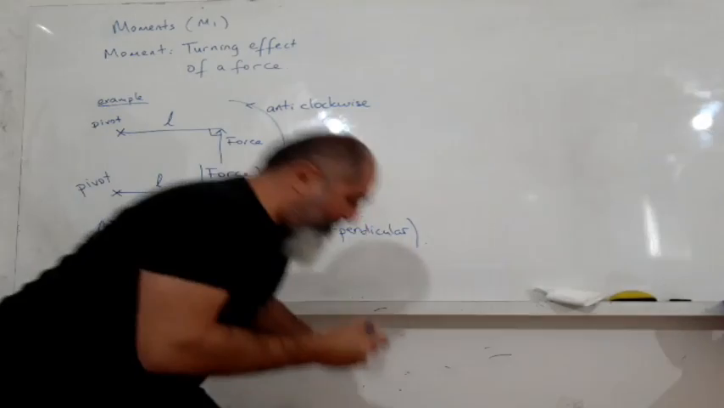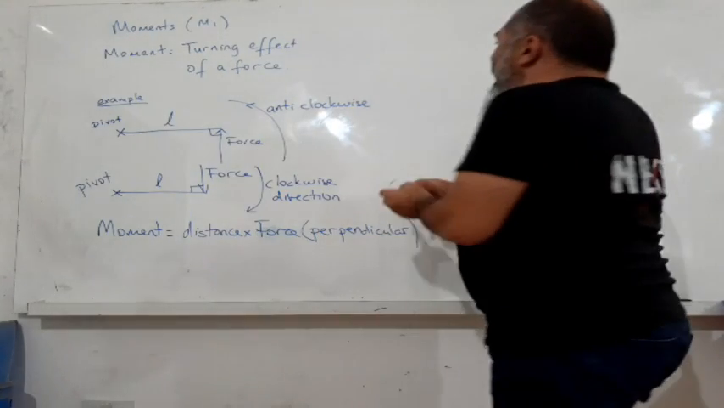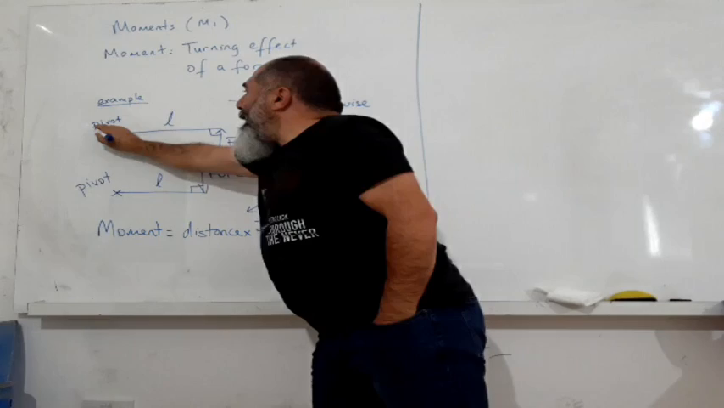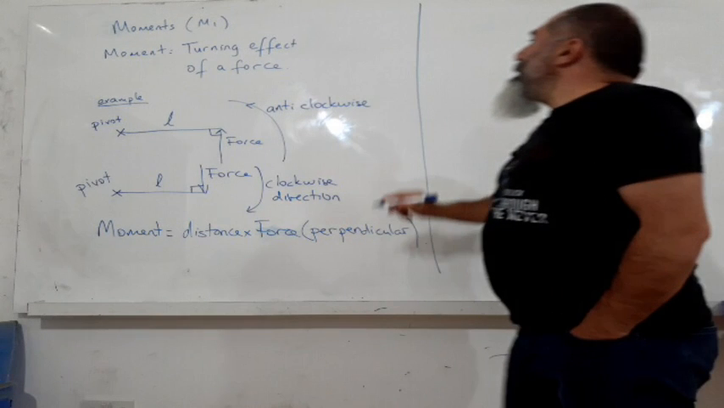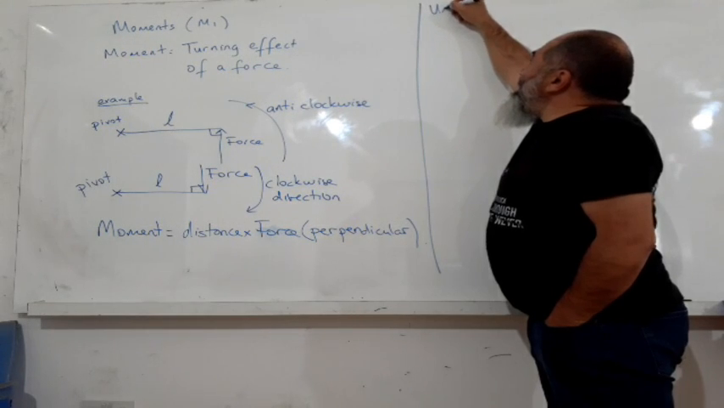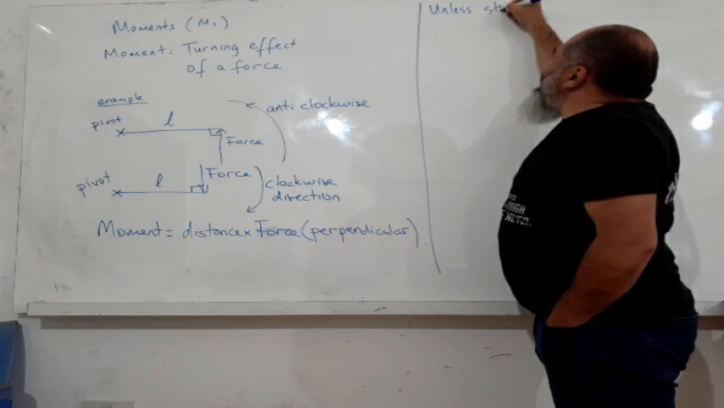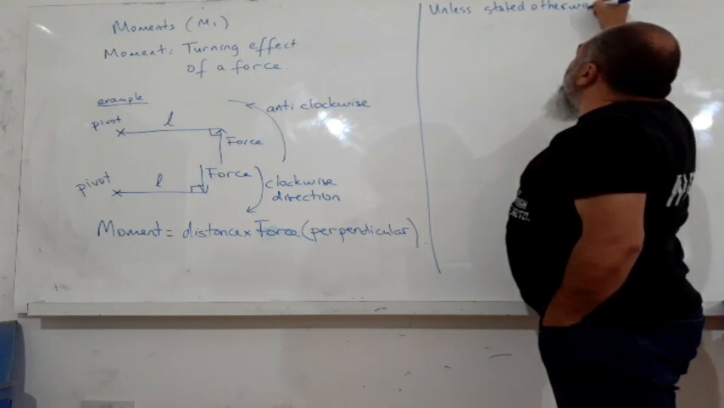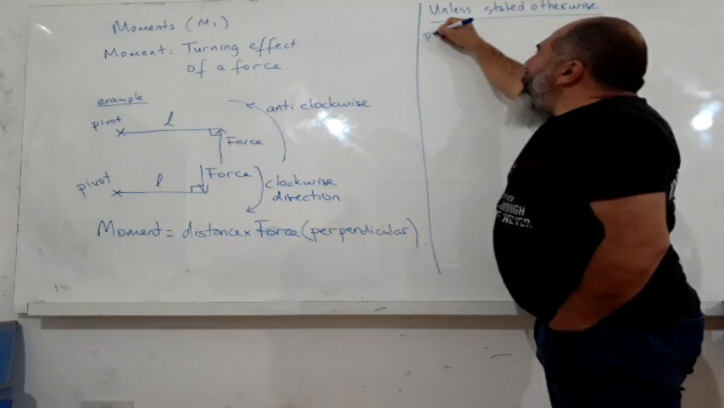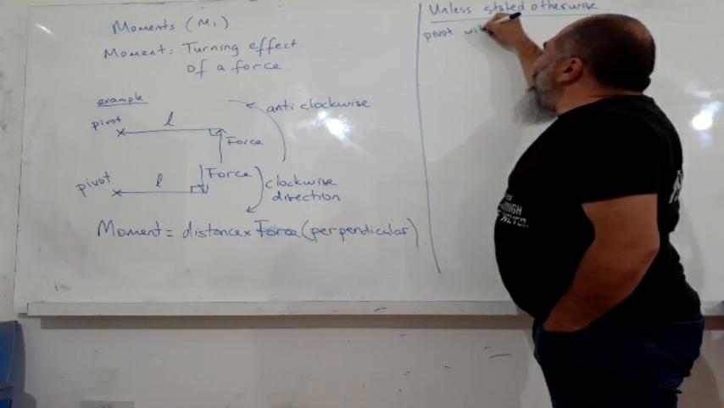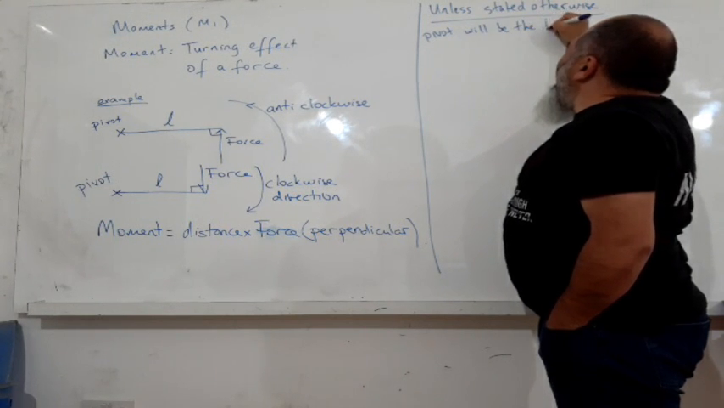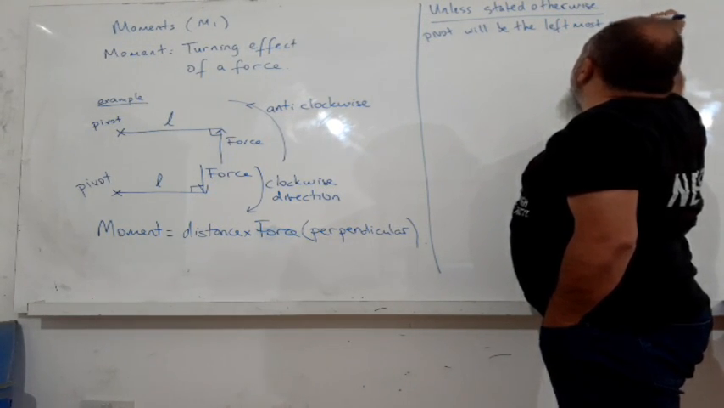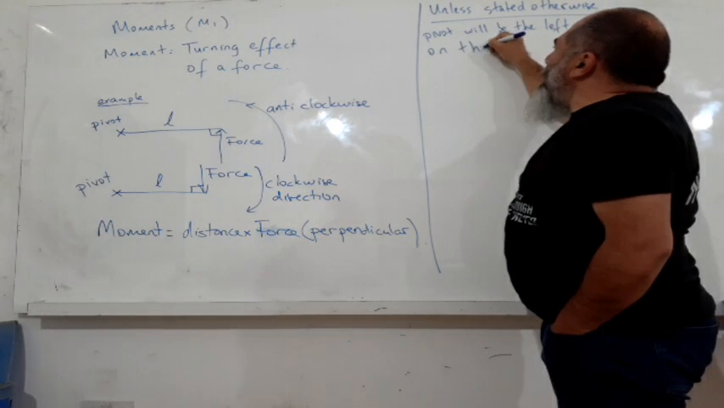Now, in our questions, unless stated otherwise, the pivot will be the leftmost point on the rod or plank.